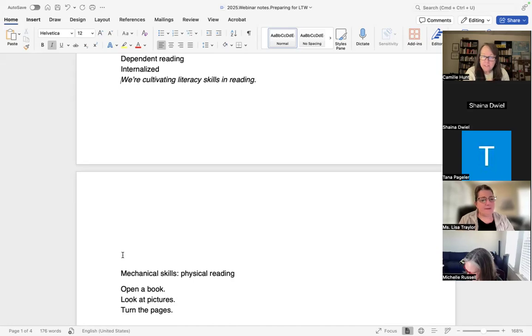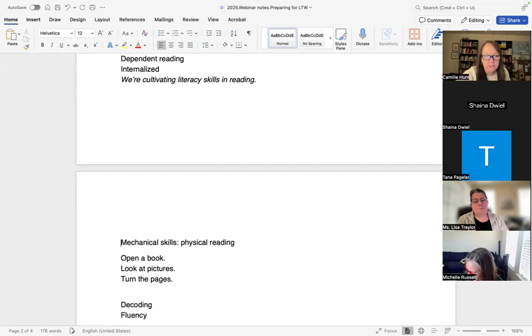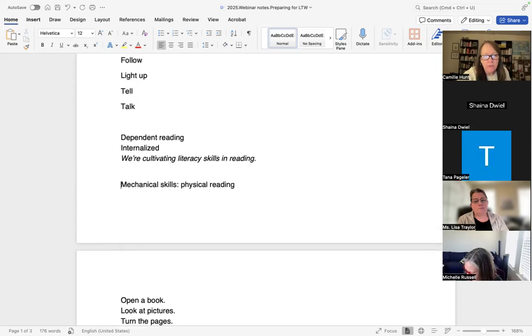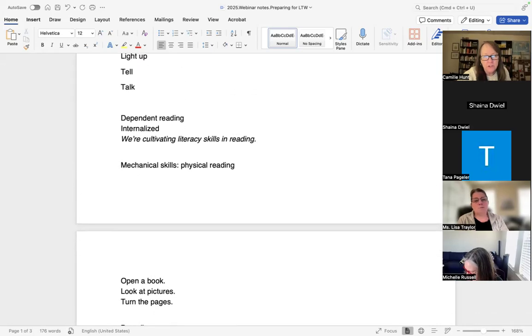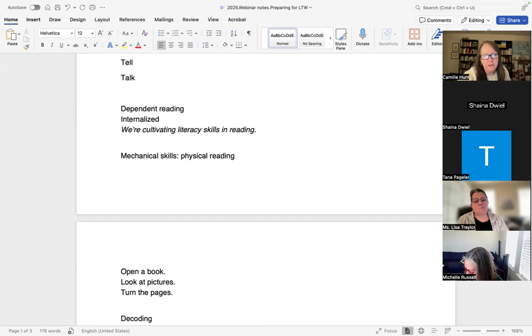So if your child will sit down, open a book, look at the pictures, turn the pages. I think we probably have seen that in all of our children at home. But those are some of the first mechanical skills of physically reading. And that's what we mean by mechanical skills. What physically does it take to read a book, to acquire these other verbal skills? And at some point when they're acquiring those physical skills, open the book, look at the pictures, turn the pages, they are also learning at the same time.